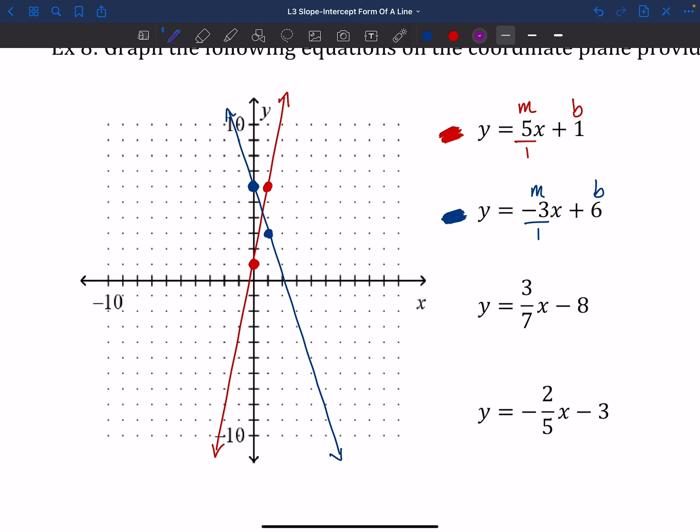Okay. After that, y equals 3/7 x minus 8. On this one, be careful of the negatives. That -8 really should be -8. And then my slope is 3/7. So my y-intercept is way down there at -8. After that, I'm going to go up 1, 2, 3, and over 1, 2, 3, 4, 5, 6, 7, which hopefully lands us right there. And again, throw it all together with a line, and then we're done with that one.